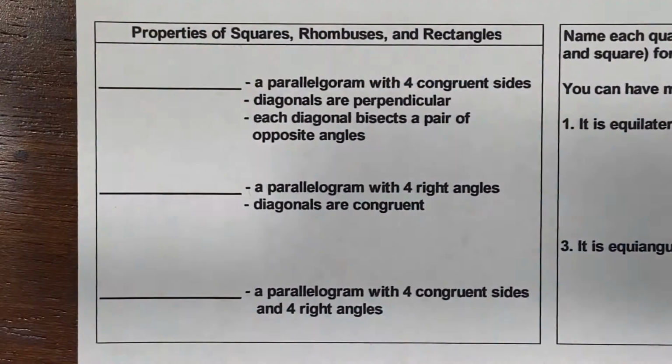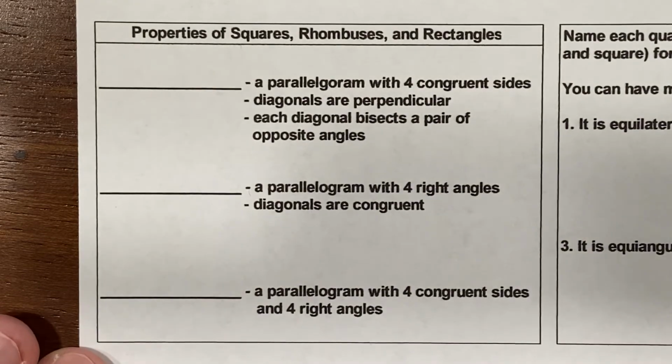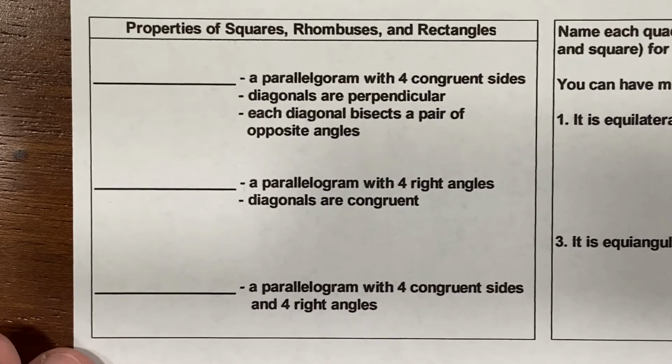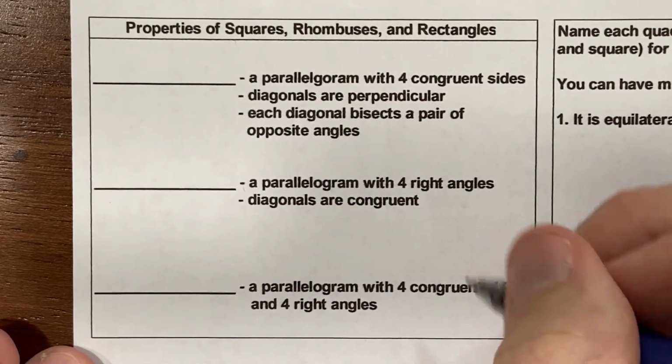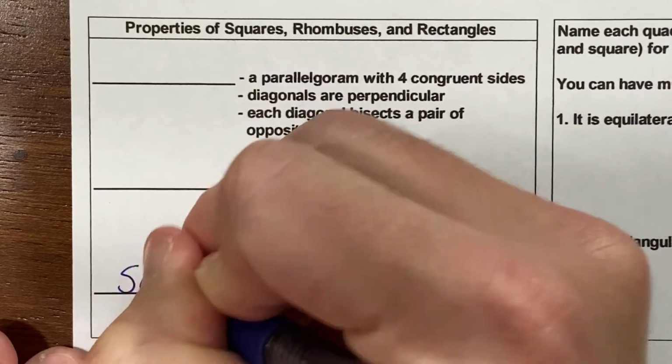We have different types of parallelograms here. These are squares, rhombuses, and rectangles. I'm going to start down here at the bottom right. A parallelogram with 4 congruent sides and 4 right angles. Everybody knows what that is. 4 congruent sides, 4 right angles. That's a square.